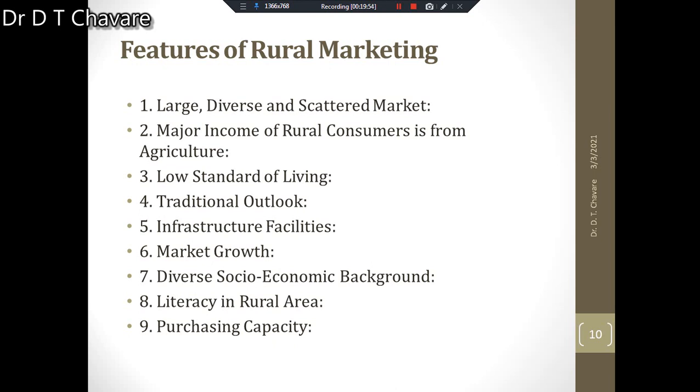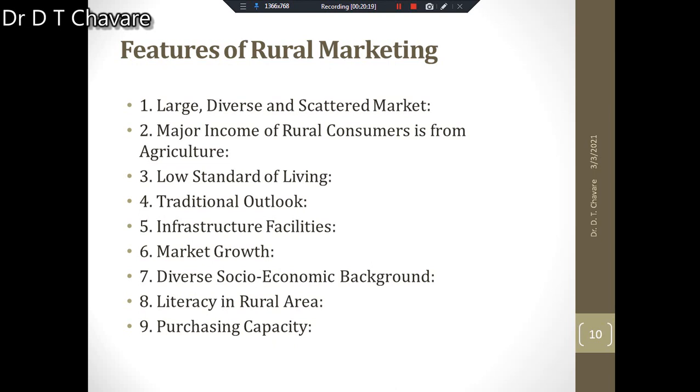Then market growth is also there. In the case of rural marketing, you will find market growth. You will find a growing market in rural areas, and growth and development are going faster and faster in rural areas. Try to understand. Then diverse socio-economic background.